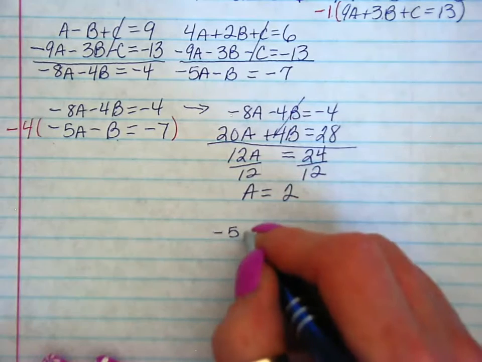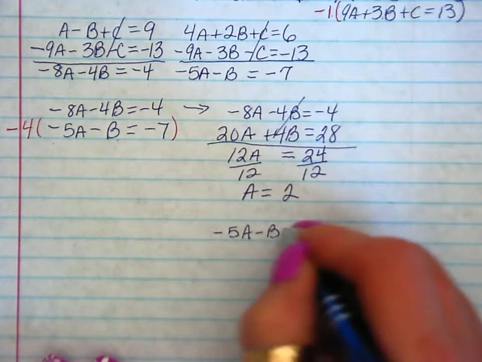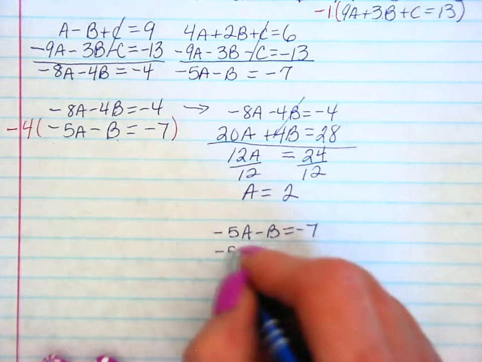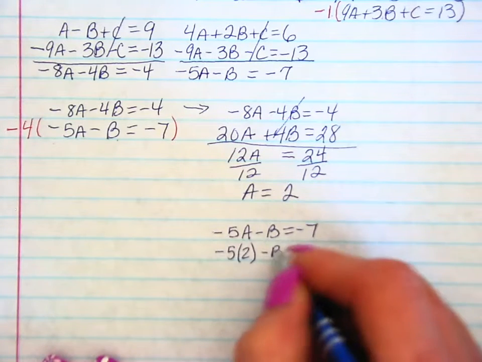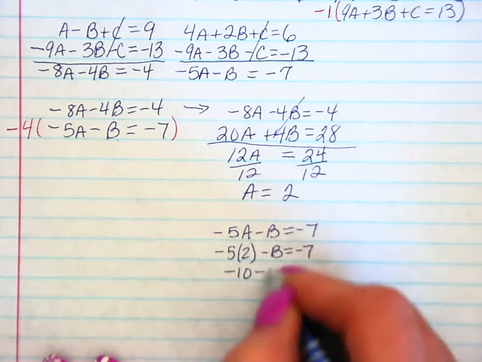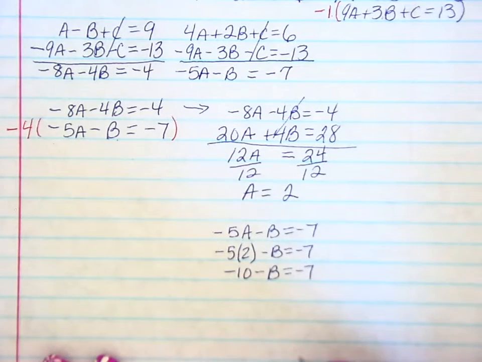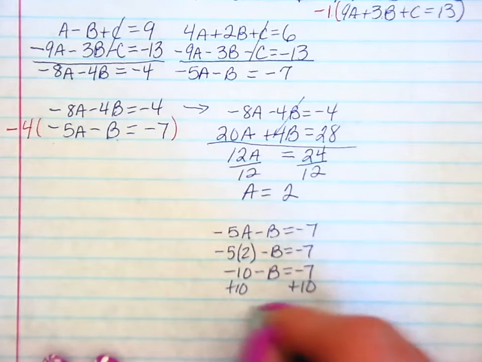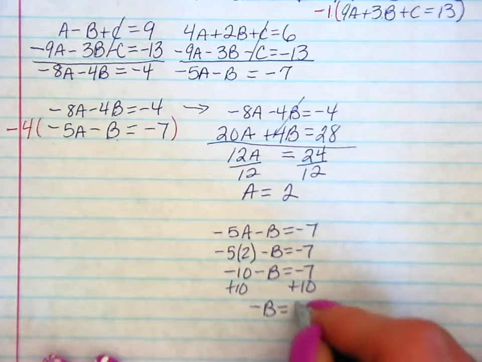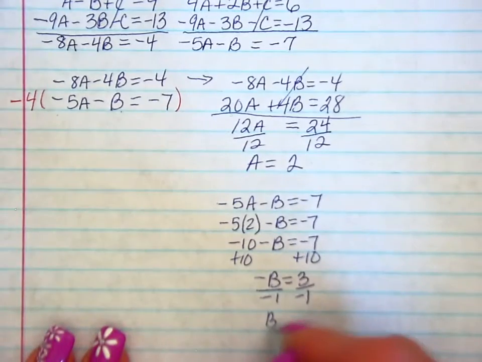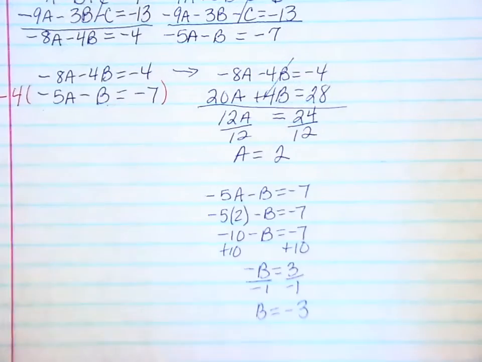-5a minus b equals -7, and replace the a with the 2. -5 times 2 minus b equals -7. -10 minus b equals -7. Add 10 to each side, and I get -b equals 3. Divide each side by -1, and I now know that b is equal to -3.